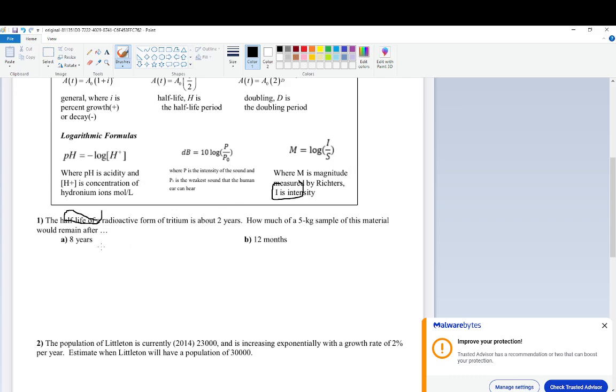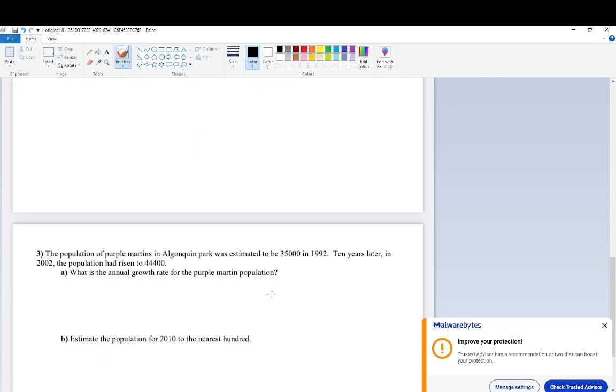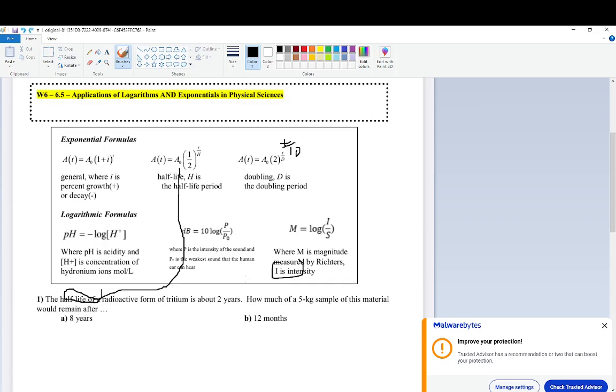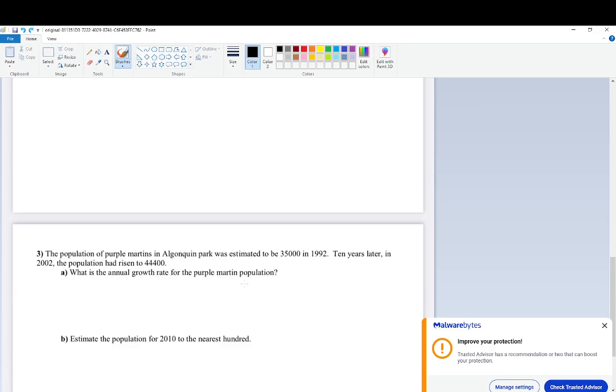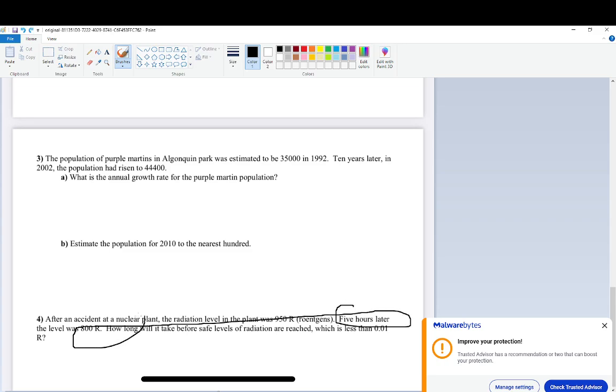So here we can see the question's half-life, so I have to use the half formula. Population increasing, I have to use this one. Population, has it risen? Yes, it's risen, so I have to use this one. Yeah, we just kind of did that. Accident nuclear plant. Oh, that's not good. This is like Chernobyl. 5 hours later, this is the level 2. So now we know that every 5 hours we get a reading, but that's not half. But we can get an idea. But we have to use a radiation.